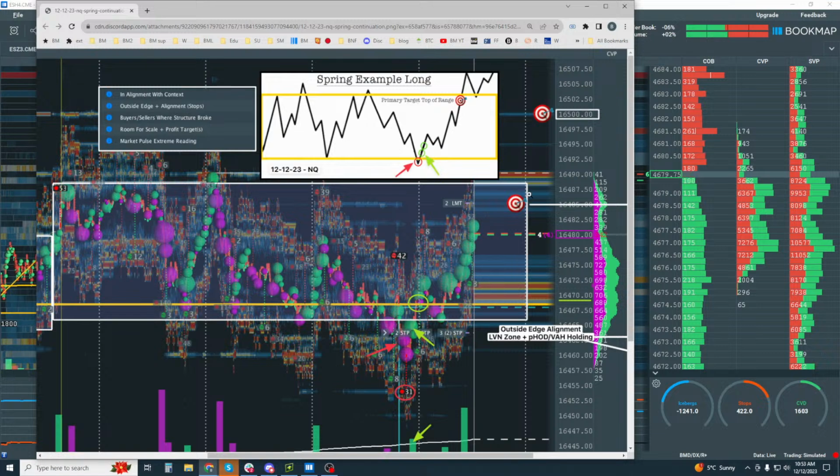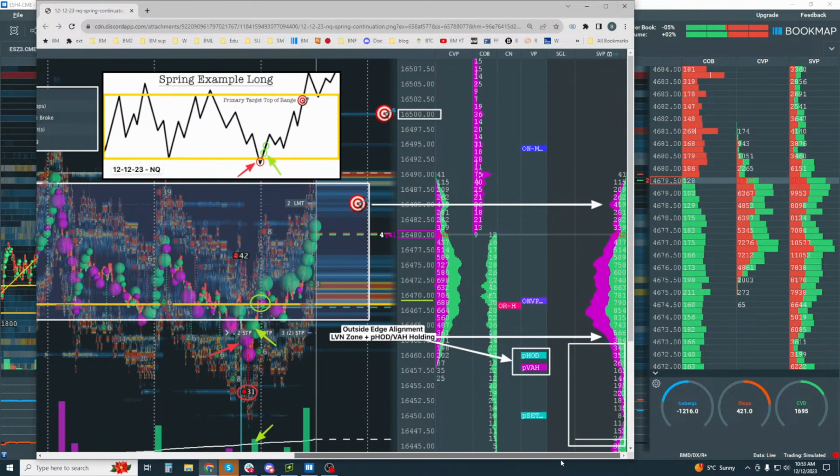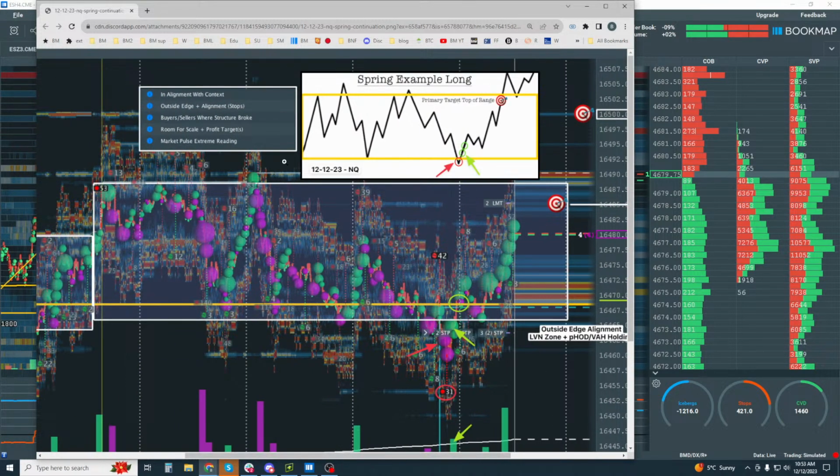Okay, looking at the NASDAQ here. Beautiful. Outside edge alignment, previous high of the day, previous value area. Beautiful. Okay, target high volume node up here, and target achieved. Great stuff. Very clean, very clear. Stop run.